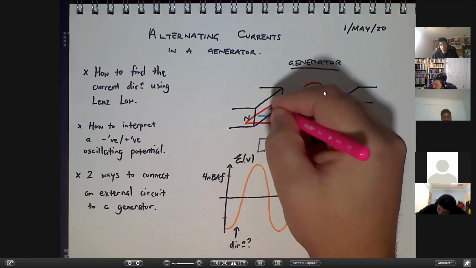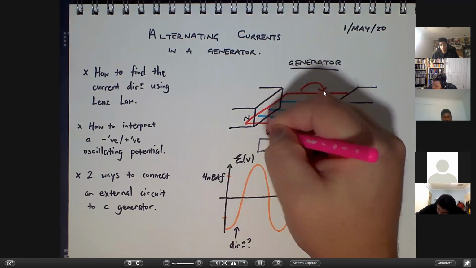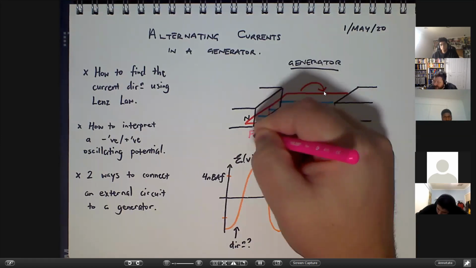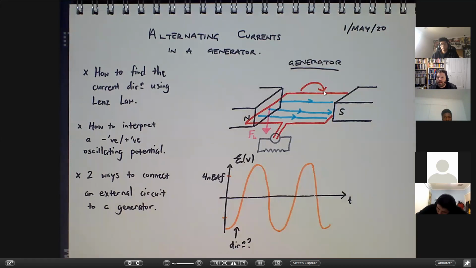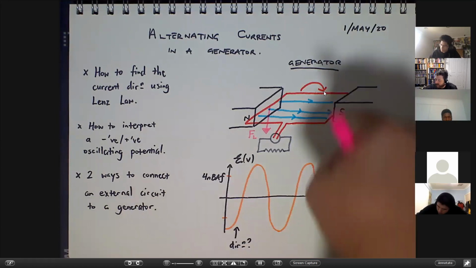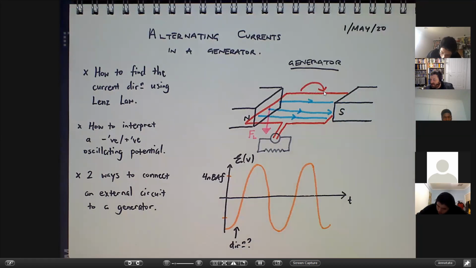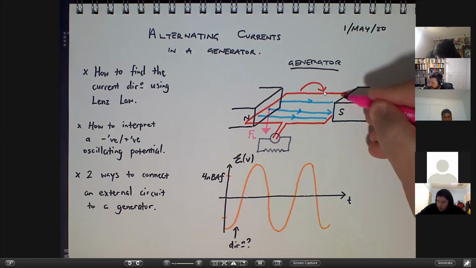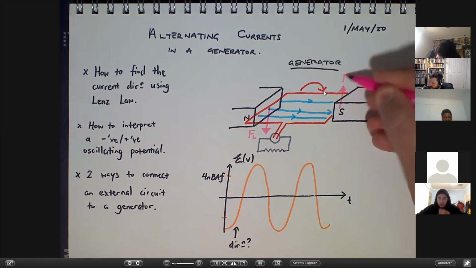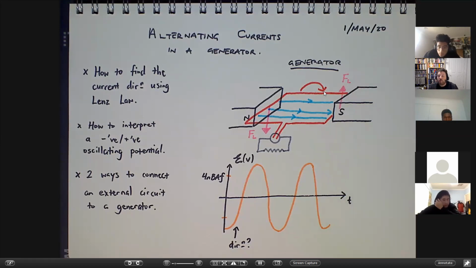So we should expect a force pushing down on this edge here, and let's call it F_L, for F Lenz. And since we're trying to push this side downwards, we should expect there to be an upward force on this side. So a torque which is opposing the torque that we're trying to put on this thing.